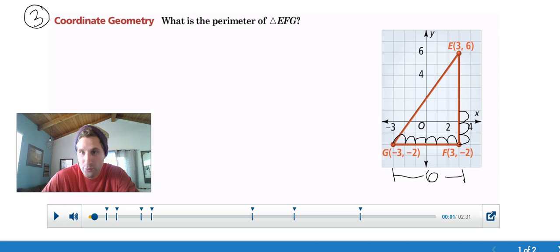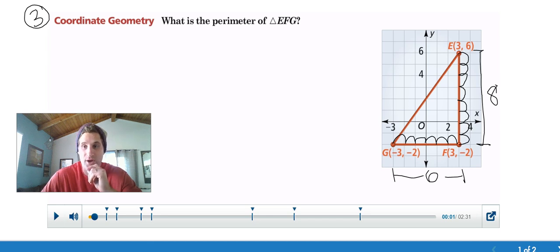1, 2, 3, 4, 5, 6, 7, 8. 8 is the distance from here to here. Okay? So that saves me time. I cannot count any lines that are diagonal. So what I have to do is use the distance formula.